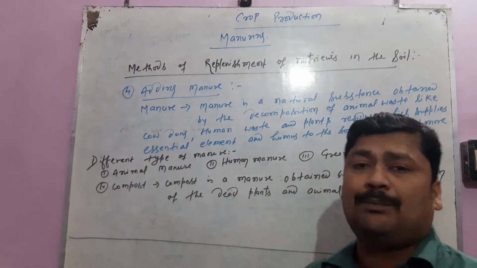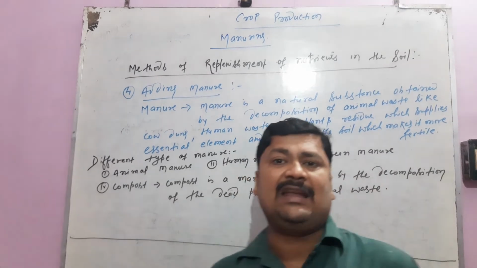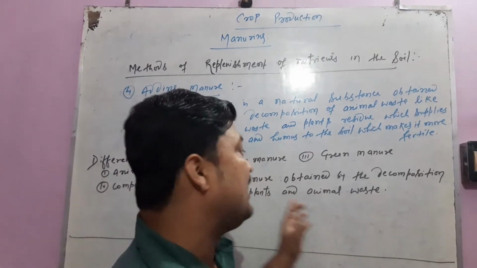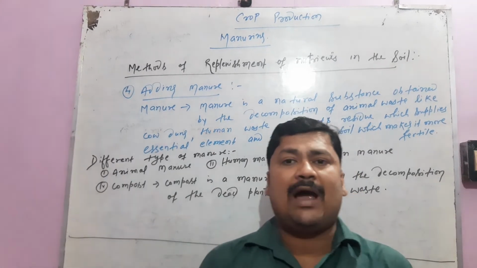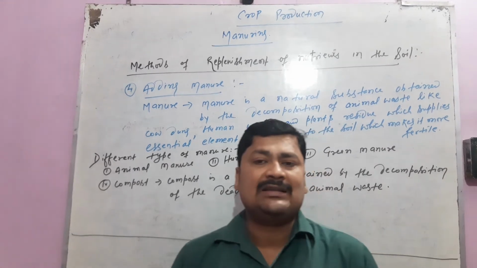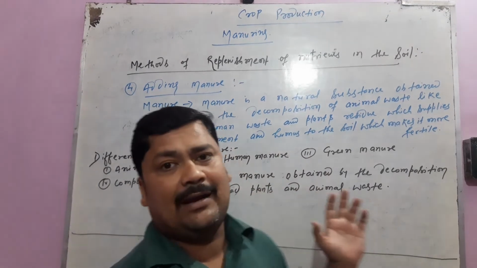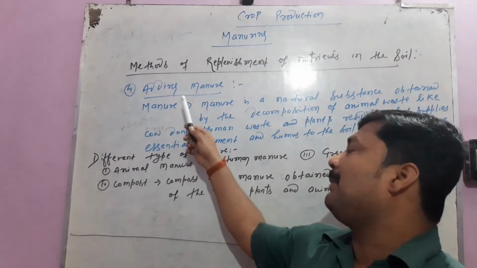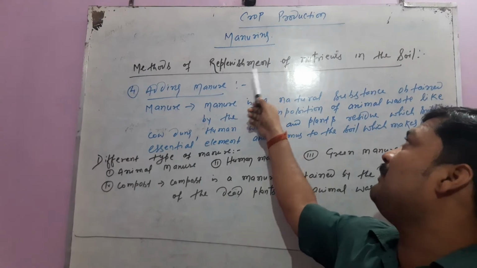Now the fourth is compost. Compost is the manure obtained by decomposition of dead plants and animal waste. We prepare compost by keeping all these things like dead plants and animal waste in a pit and burying it under the soil. Now the layers of soil provide warmth, and the bacteria and fungi that are inside the soil change it into compost with the passage of time. So by this method we are preparing manure, and this manure is very helpful for the replenishment of nutrients in the soil.